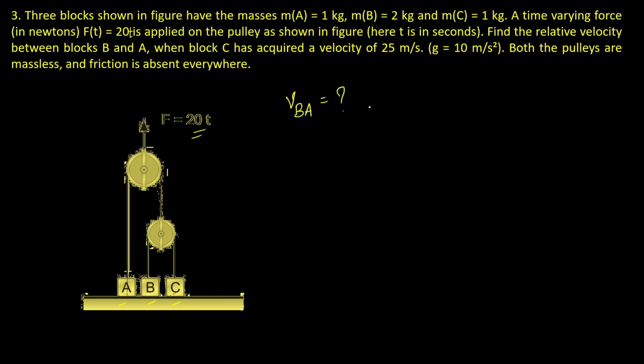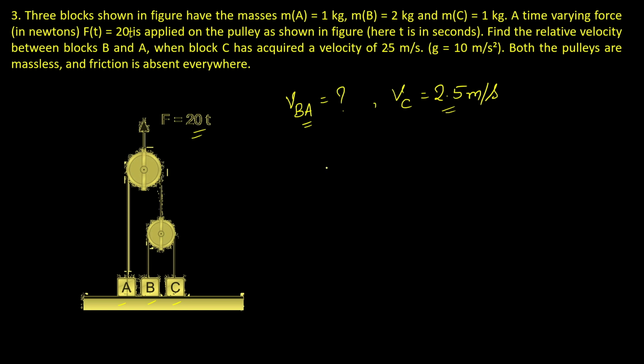That is the first thing. When block C has acquired a velocity of 25 meters per second, it is actually 2.5 meters per second in the question, so we need to correct the question. So that vC will be 2.5 meters per second. So we need to find the velocity of block B with respect to A when the velocity of block C is 2.5 meters per second. And g is 10 meters per second squared. And both the pulleys are massless and friction is absent everywhere. Okay, this is a good question.